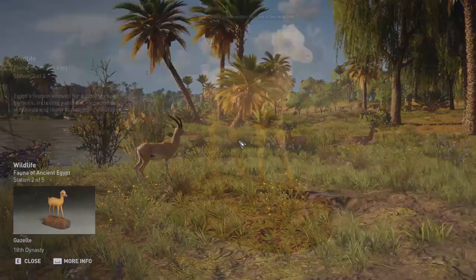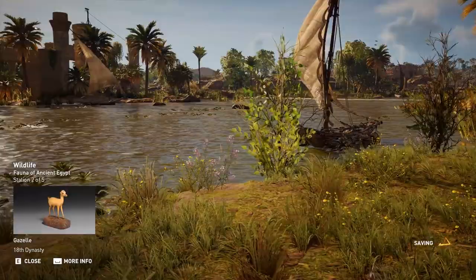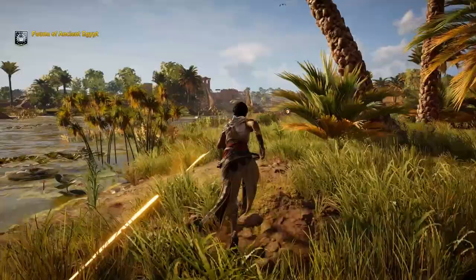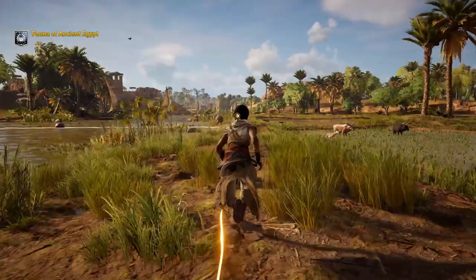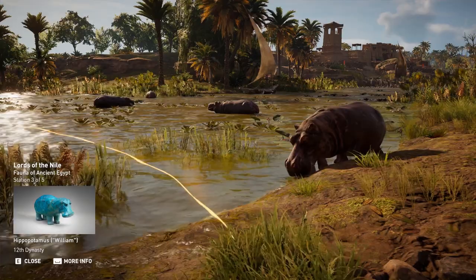Egypt's terrain allowed for a diverse range of animals, including panthers, rhinoceroses, elephants, and many variations of antelopes. The Nile was home to many species of fish, along with hippopotami and crocodiles.